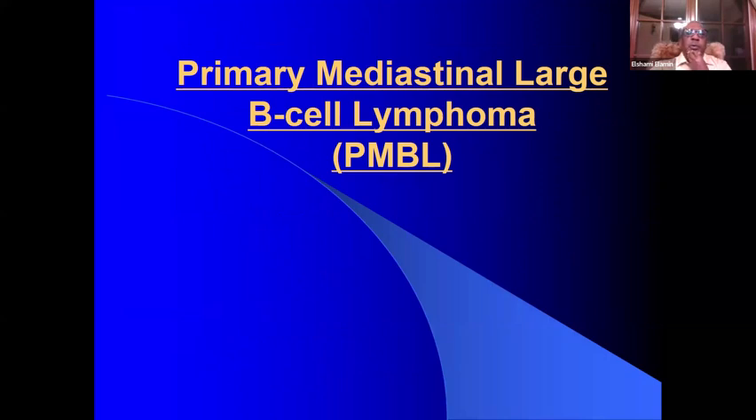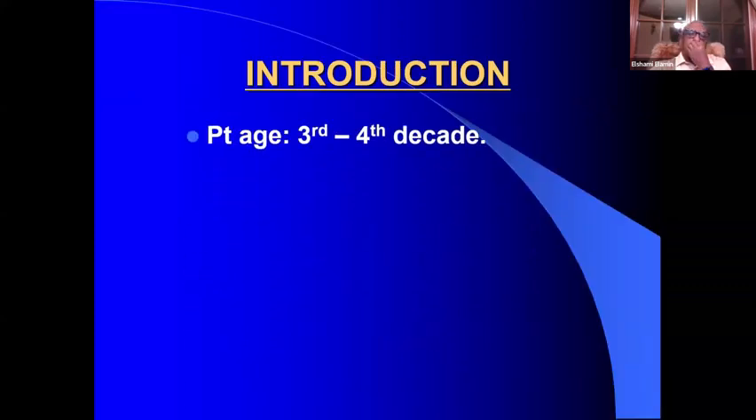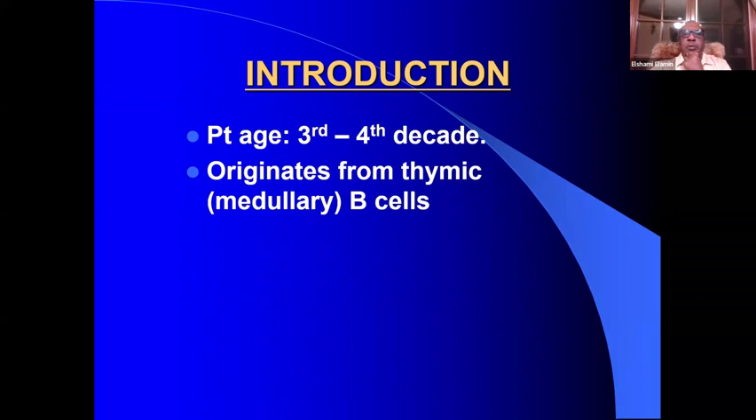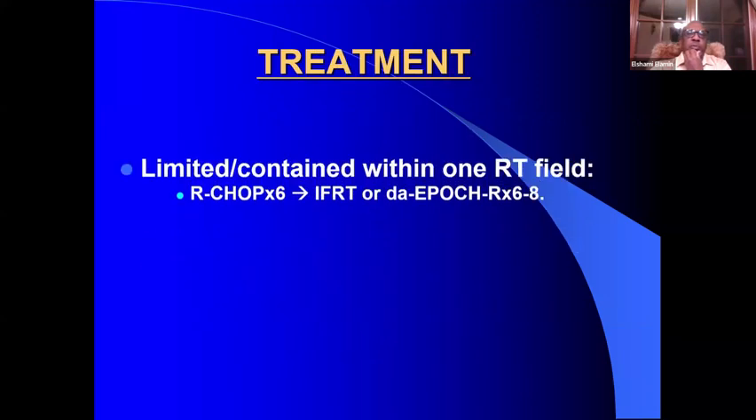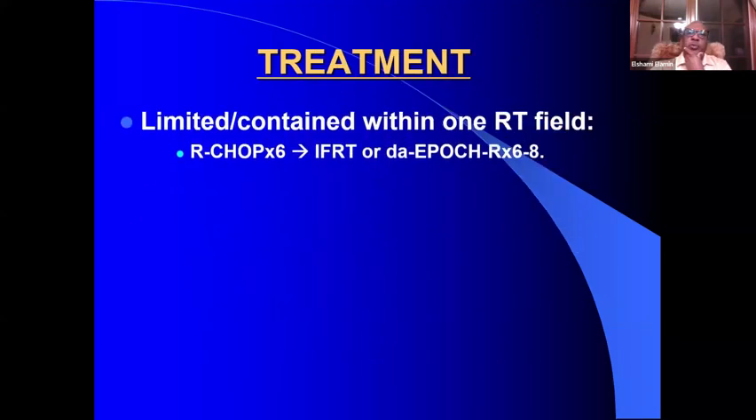Now we move to a different type of lymphoma, which is the primary mediastinal large B-cell lymphoma. This is not very common, but a specific type of diffuse large B-cell lymphoma. Typically the disease occurs in patients in the 3rd or 4th decade, and it originates from the thymic medullary B cells, characterized by SVC syndrome, airway obstruction, treatment limited, contained within one RT field.